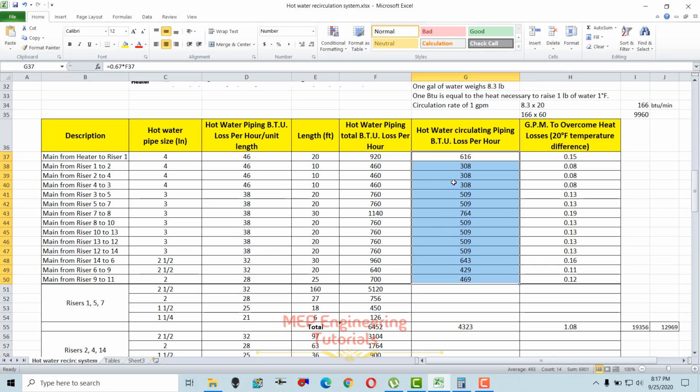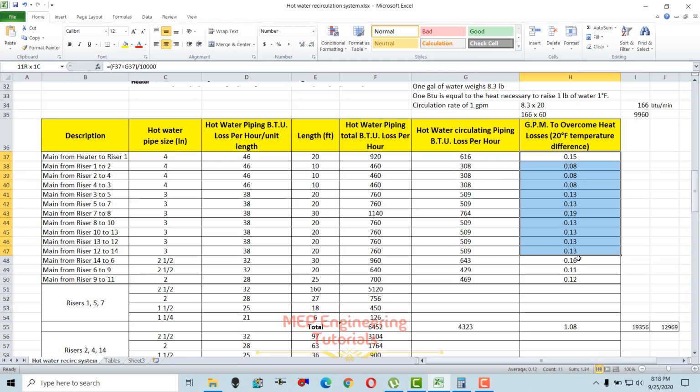There is an assumption as per IPC, International Plumbing Code, or ASPE, American Society of Plumbing Engineers. If we don't know the sizes, there's a standard that we can take: 2 by 3 of the heat loss value we calculated here. 2 by 3 means 0.67. So you just multiply this value by 0.67 and you will get the hot water recirculation piping heat losses. One by one you have to multiply by 0.67. This is a standard value as per IPC.